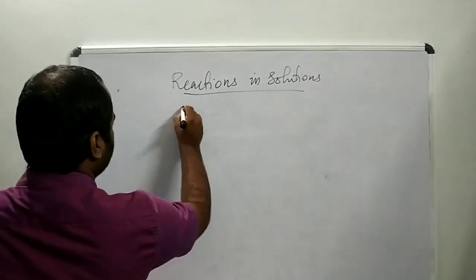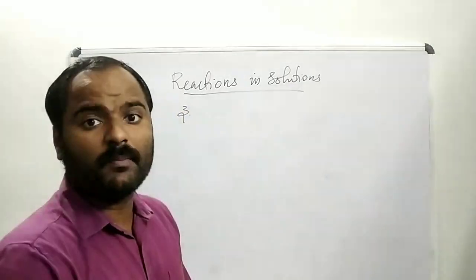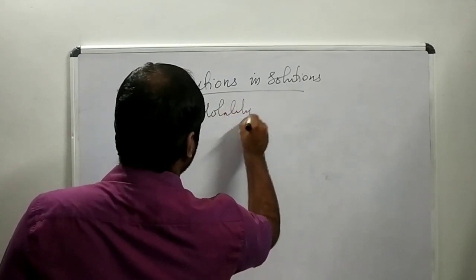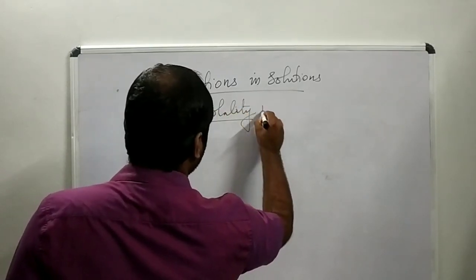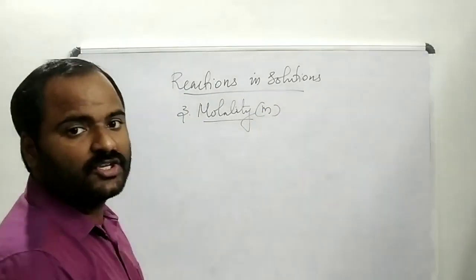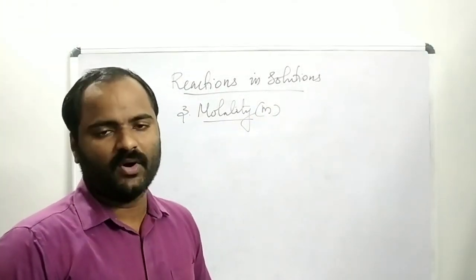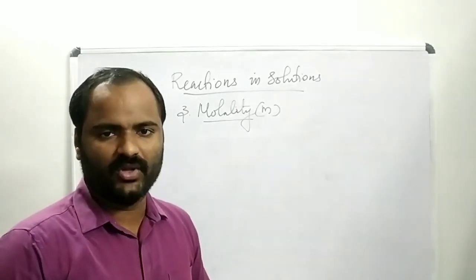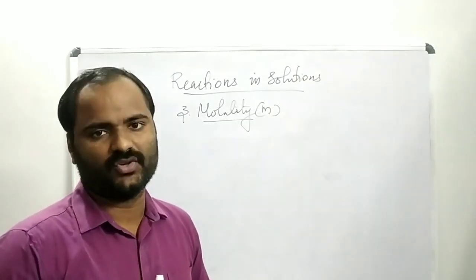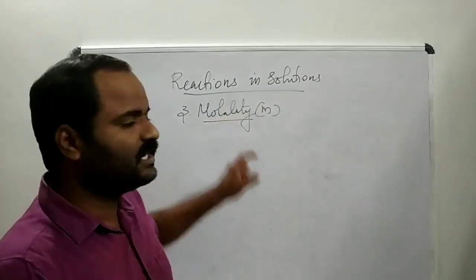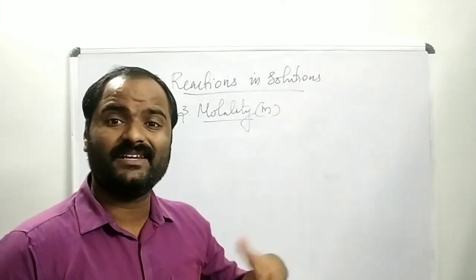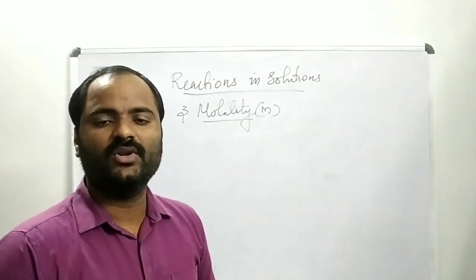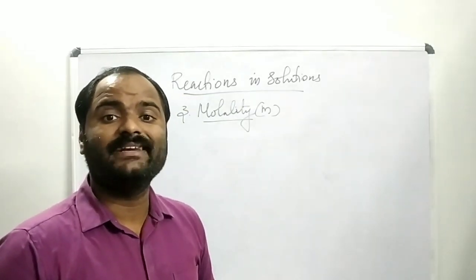Now we can move on to the third concept, that is molality. M-O-L-A-L-I-T-Y. It is represented by the letter small m. Molality is the number of moles of solute present per kilogram of solvent. Not solution, solvent. Number of moles of solute per mass of solvent in kilogram.